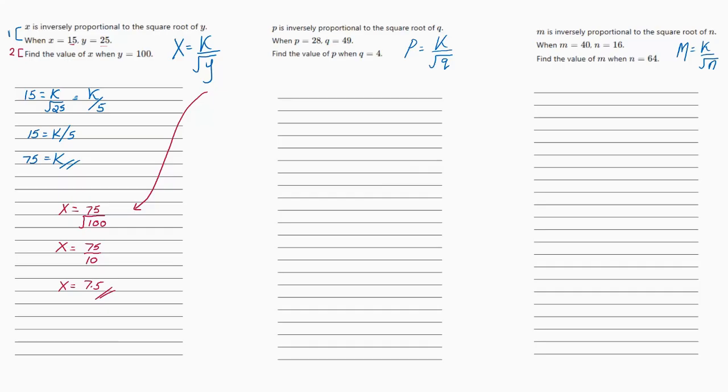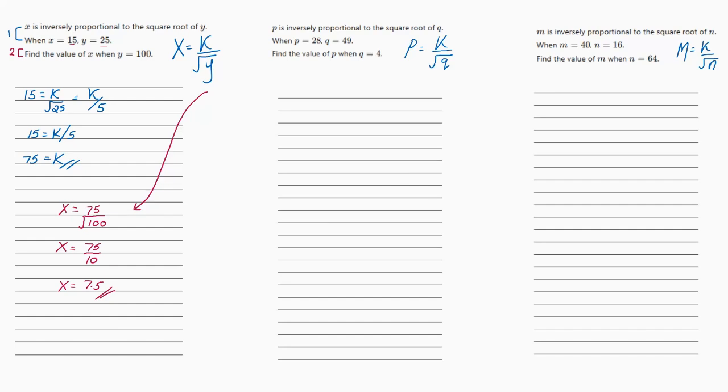Hi guys, this is an inverse proportion video, but we're using a square root. So the first one I've done for you, as I have done on all the other videos that I've done on inverse and direct proportion, the only difference is we're using a square root. So the first one I've done for us as usual. So x is inversely proportional to the square root of y when x equals 15 and y equals 25.